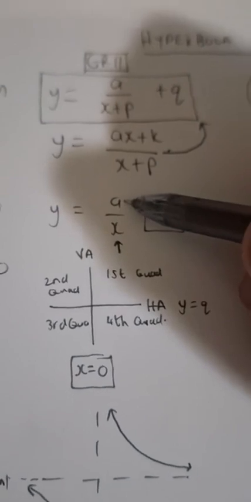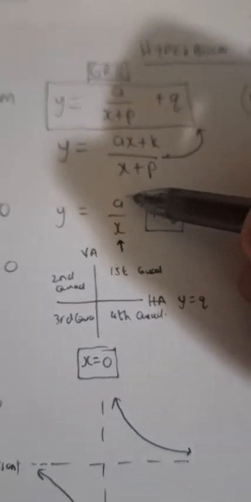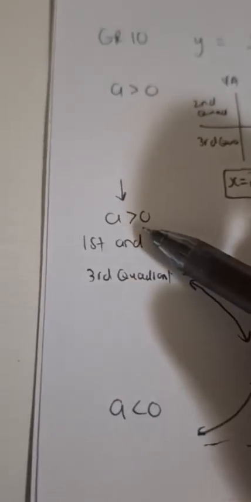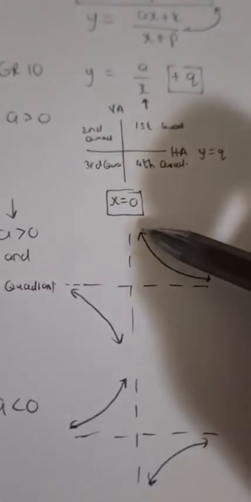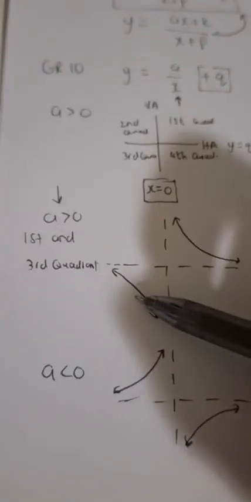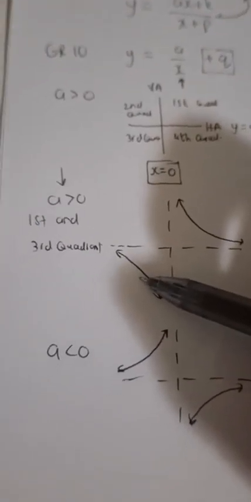All right, so this is a very important aspect to note, that this a value, which is the numerator value in our hyperbola function, our rational function. If this a is positive, expect when you sketch your hyperbola function to find it in the first and the third quadrant. But when the a is less than 0, then you can expect to find that function in the second and fourth quadrant.